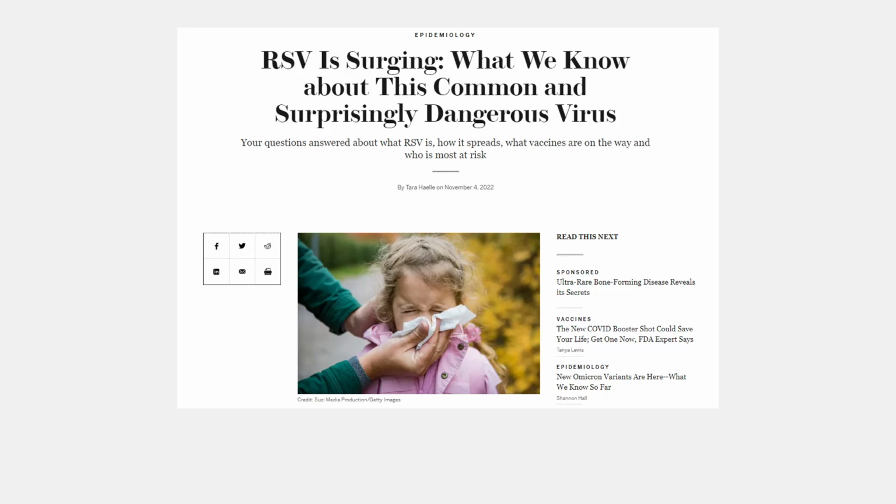But once things got back to quote unquote normal, those exposures started happening. And now there was this lack of herd immunity because there were so many children who had just never been exposed in their lives. So RSV just spread like wildfire. Luckily, there is a vaccine under development from Pfizer.